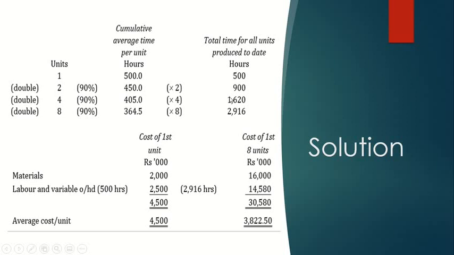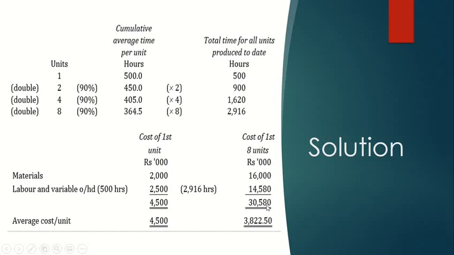So here to 8 units material cost will be 16,000. It is straightforward 2000 into 8, but the labor cost, here we can see labor hour requirement will be this much, 2916 into 5 will be 14,580. So you can see we are producing 8 units, our cost will be 30,580.